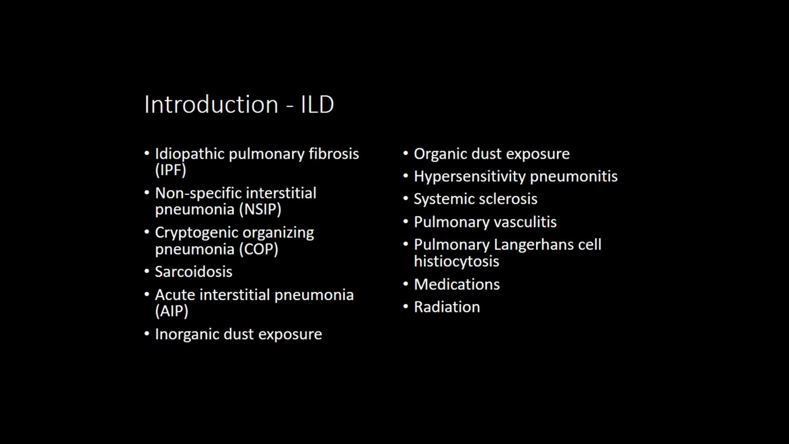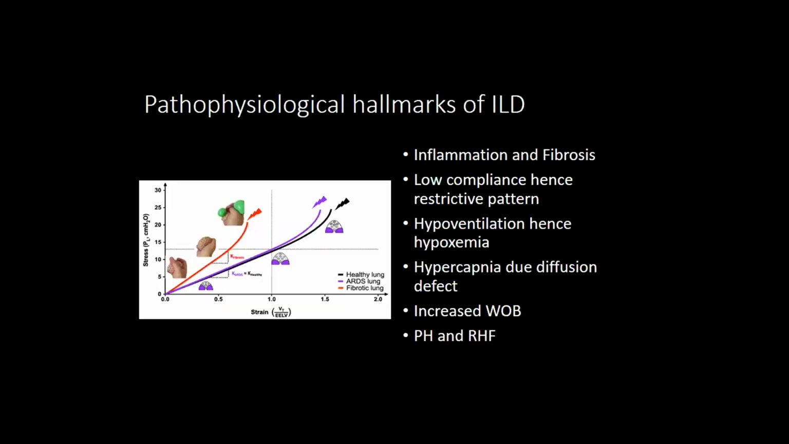The causes are diverse, including some medications, inorganic dust exposures, silicosis, asbestosis, and the like. So what happens in intrinsic restrictive lung disease, which is broadly known as interstitial lung disease, is that we have structural and anatomical alterations resulting in profound changes in the mechanics of breathing.